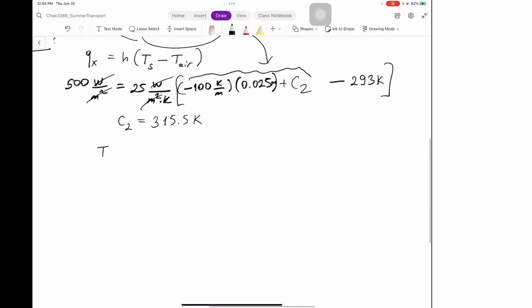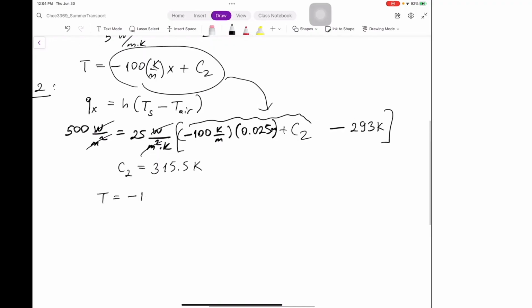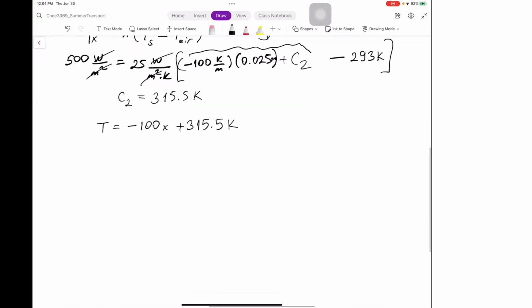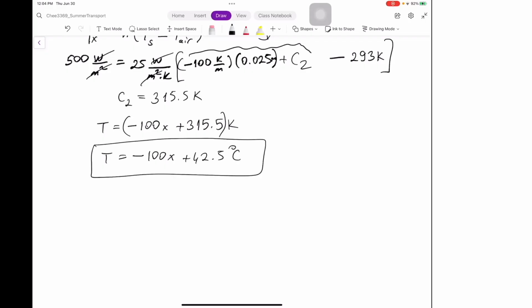So I got it. T is equal to negative 100 x plus 315.5 Kelvin. In centigrade, it's basically T is equal to negative 100 x plus 42.5 centigrades. Okay. So that's the temperature distribution.